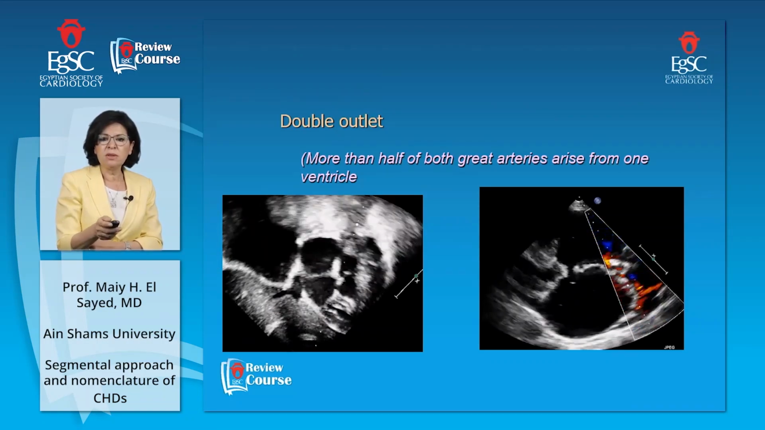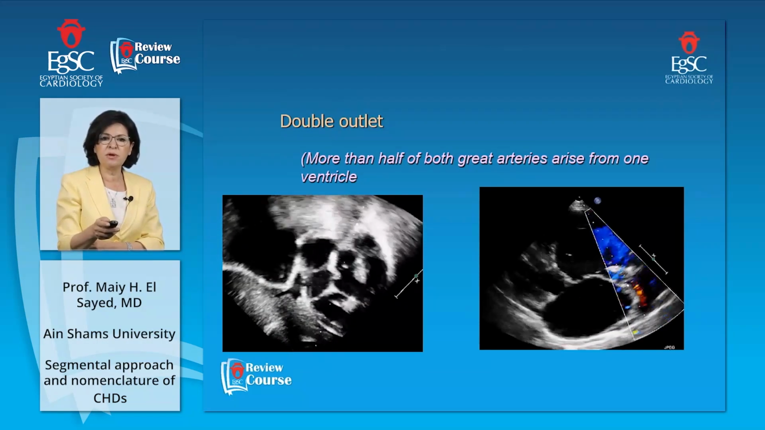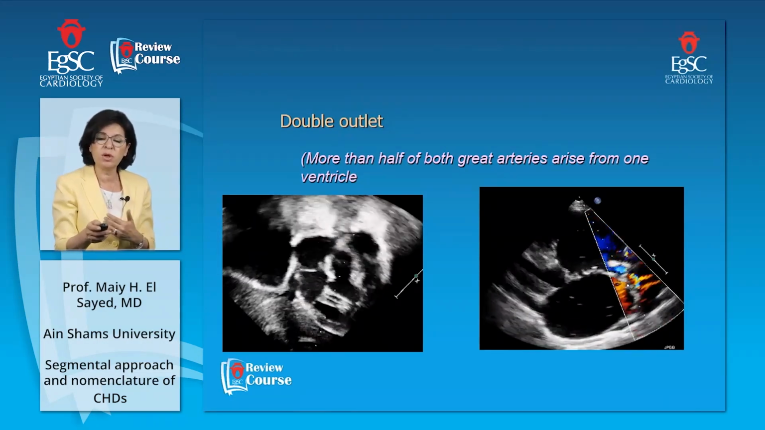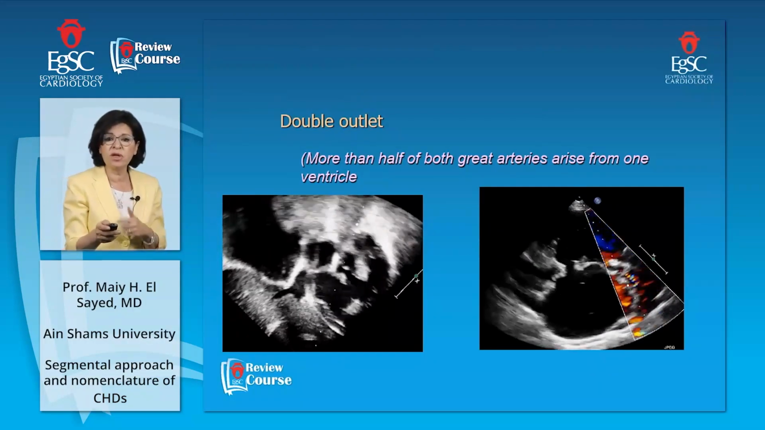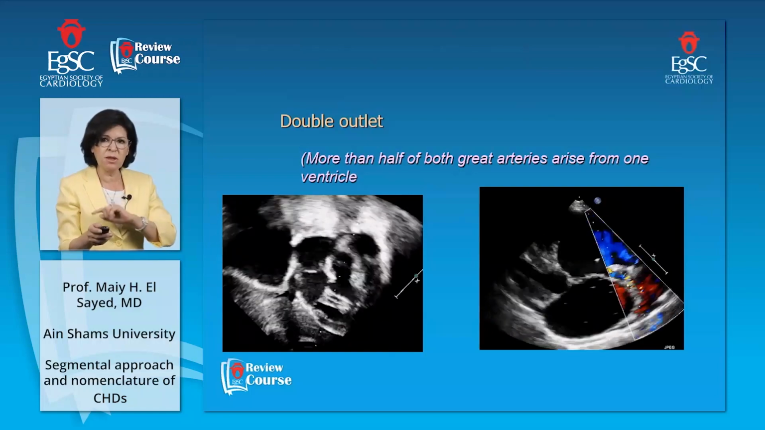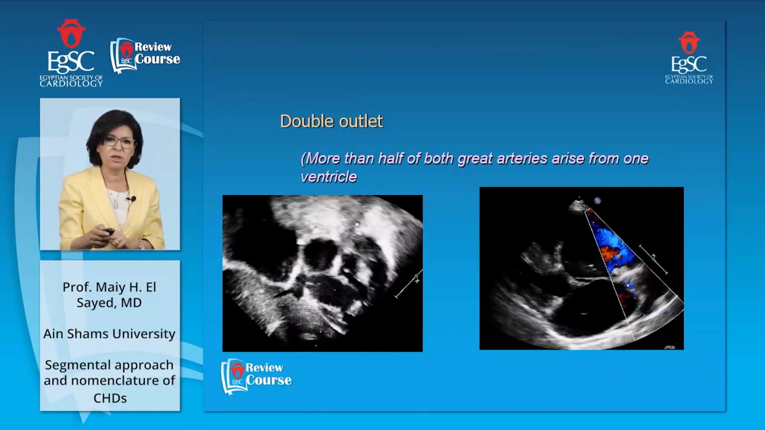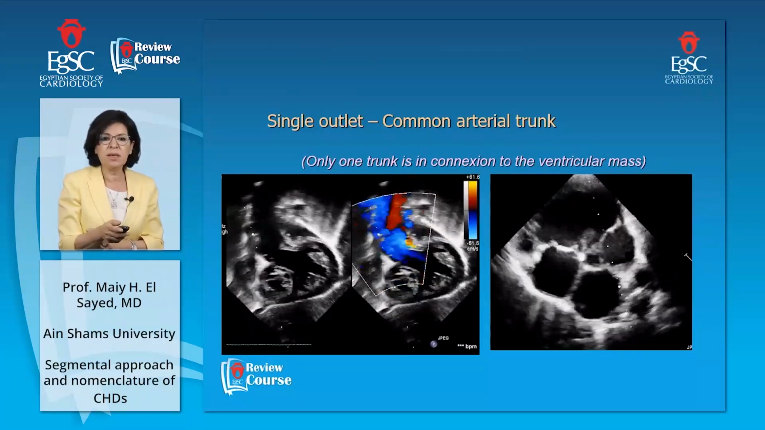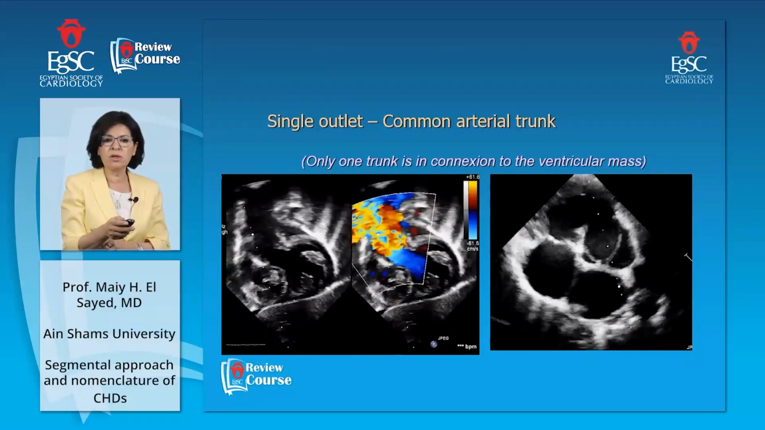It can be double outlet, also again, can be seen from the subcostal or the parasternal, and you have more than half of both great vessels arising from one ventricle. We use the 50% rule, as we've said earlier on the AV valve, so it is the 50% rule. Or you have a single outlet, like in this patient with the common arterial trunk.